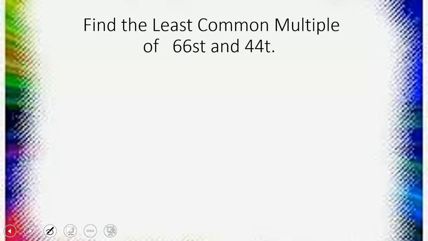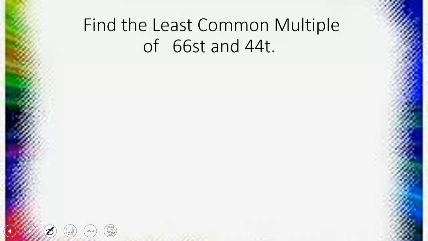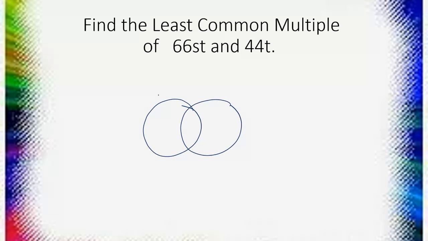Now we also want to be able to find the least common multiple. Remember, the least common multiple is all of the factors together in that Venn diagram. So I'm going to do the same thing again. I'm going to make my Venn diagram, and I'm going to figure out 66ST and 44T. I'm going to start with the letters because that's really easy. They each have a T, and then this one has an extra S.